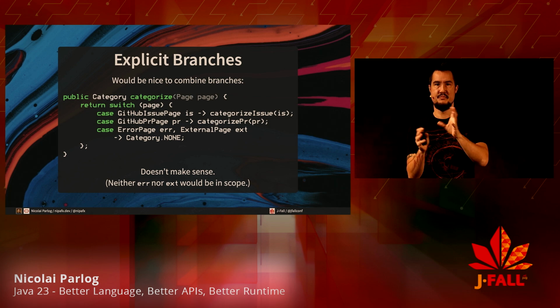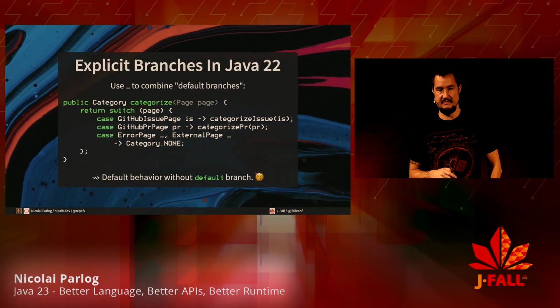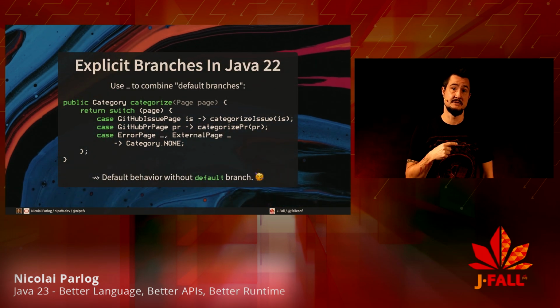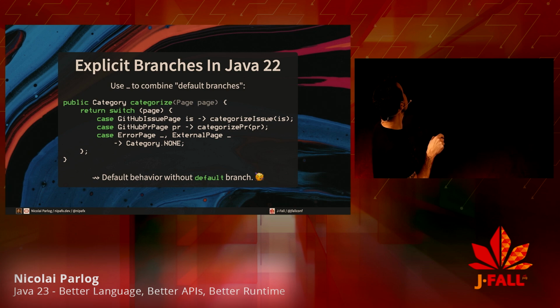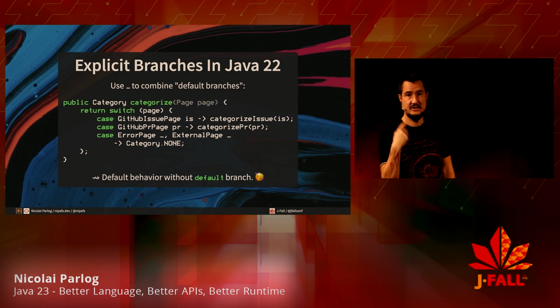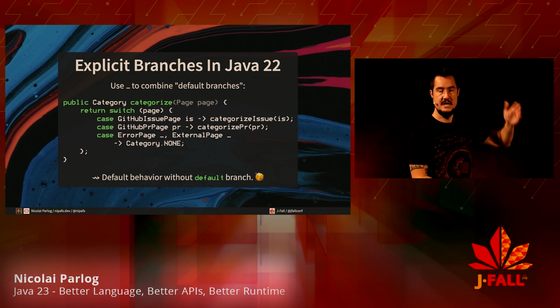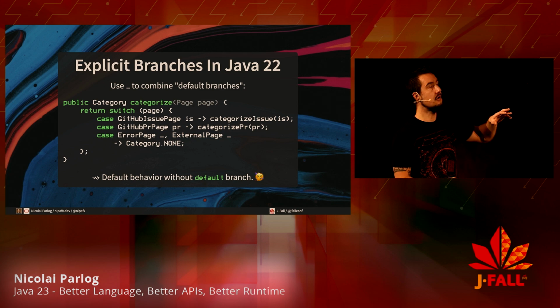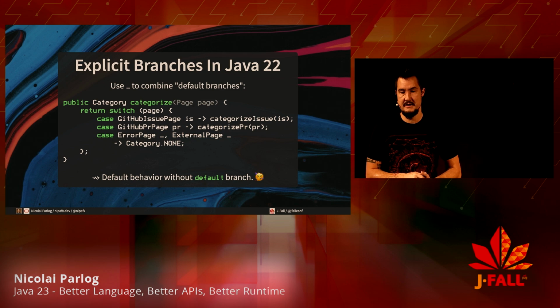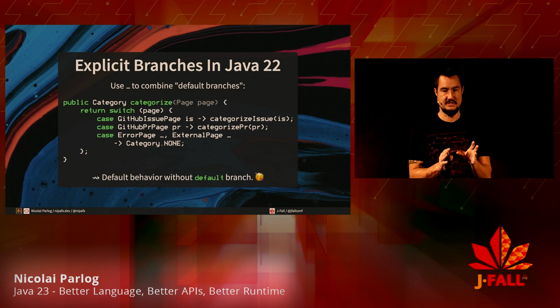You cannot combine branches with used named variables, but you can do that with unnamed variables. With this unnamed pattern, you say if it's an error page or an external page, do this, but I will never reference back to that variable. I never need the variable to be of error page or of external page. I'm fine not using it at all, or maybe I use page at the top there. So that means if you use unnamed patterns, you can combine these branches.